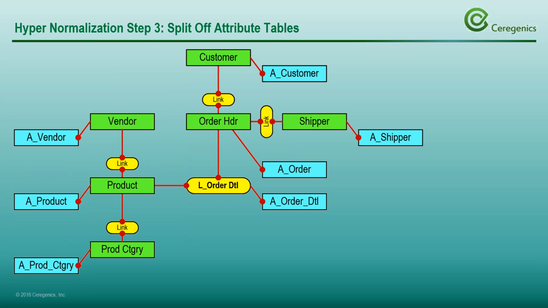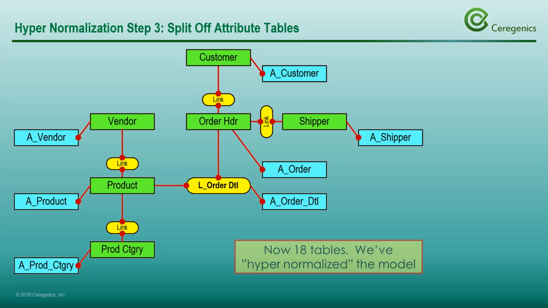In step 3, we send the attributes to the blue attribute tables, including those attributes for the order detail linking table. Our starting model was in third normal form and it had 7 tables. After applying ensemble modeling concepts that relegated columns to tables specially designed to hold either business key, linking, or attribute information, we have 18 tables. Far more tables than a normalized model contains. That's why I call this process hyper-normalization.